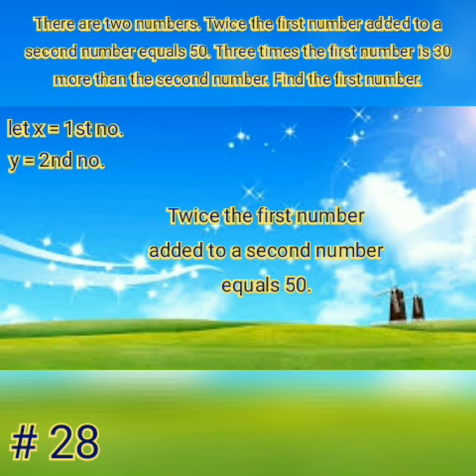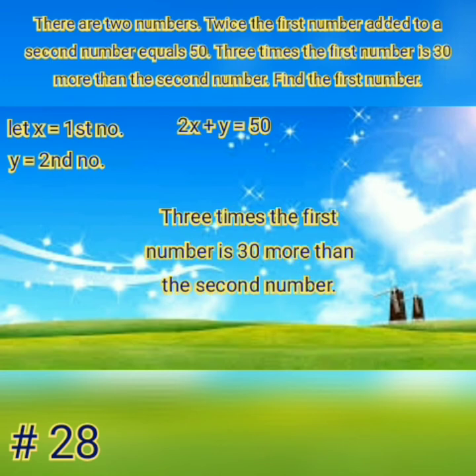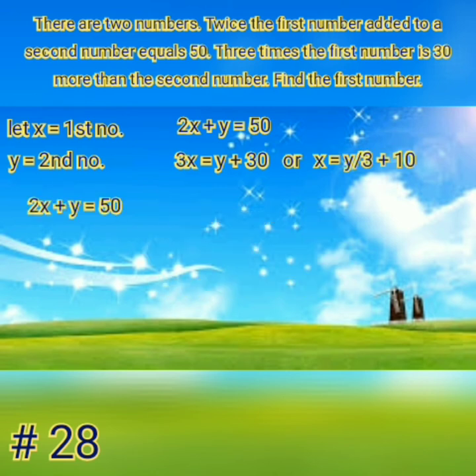Twice the first number added to a second number equals 50, 2x plus y is equal to 50. While 3 times the first number is 30 more than the second number, 3x is equal to y plus 30. Or x is equal to y over 3 plus 10. By substitution, this will be 2 times the quantity of y over 3 plus 10 plus y is equal to 50.